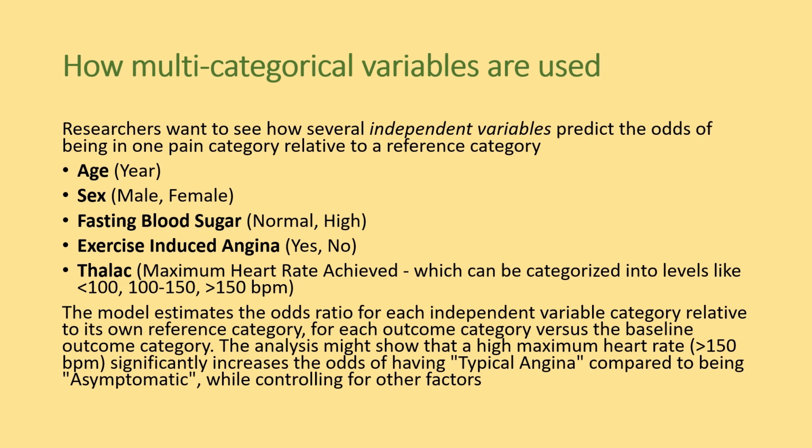The analysis might show that a high maximum heart rate, greater than 150 bpm, significantly increases the odds of having typical angina compared to being asymptomatic, while controlling for other factors.